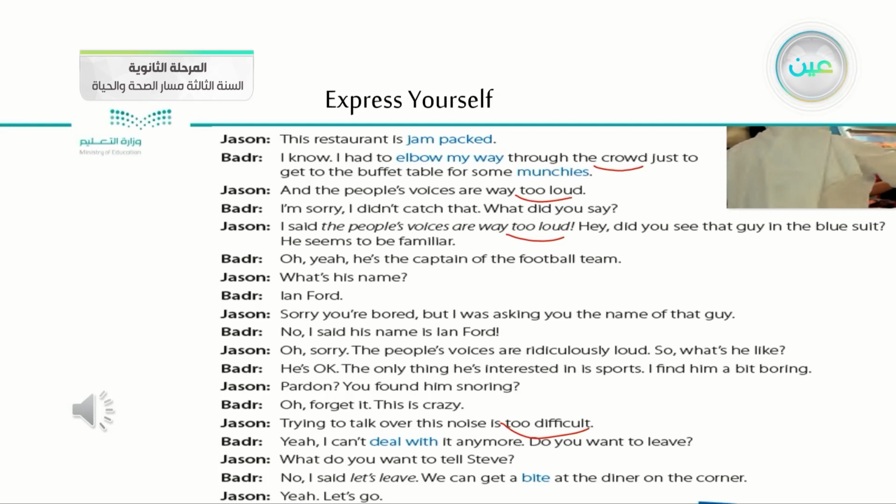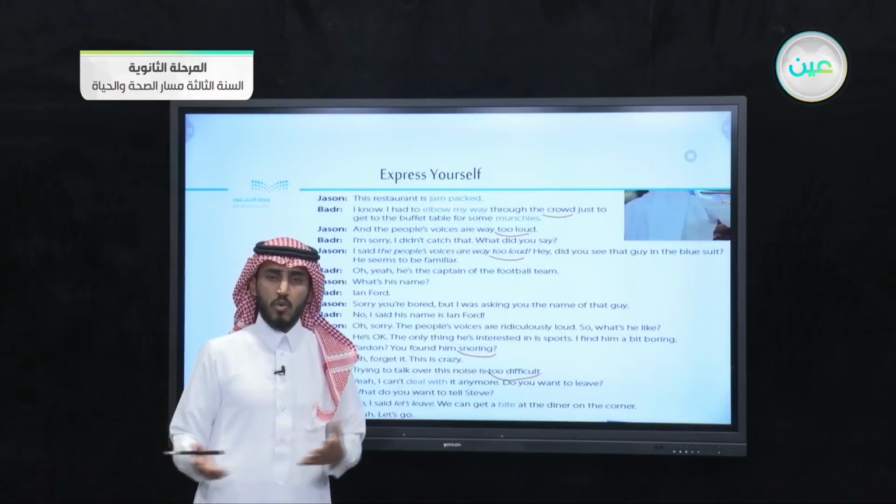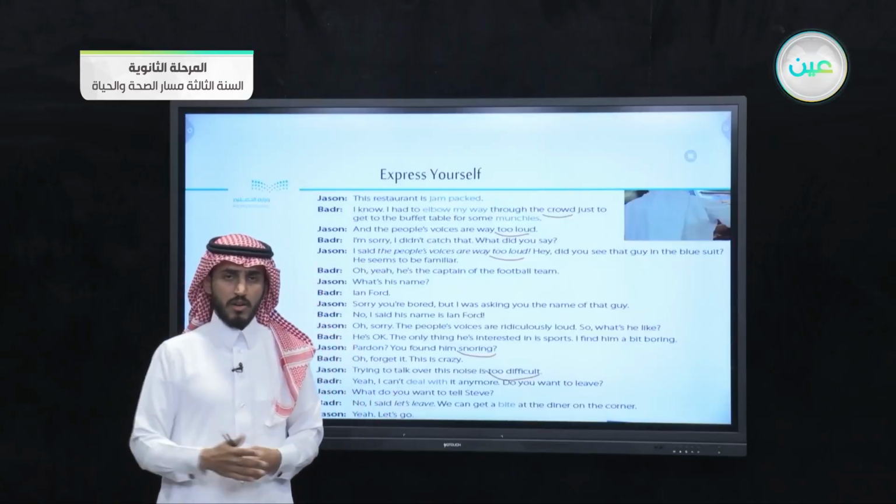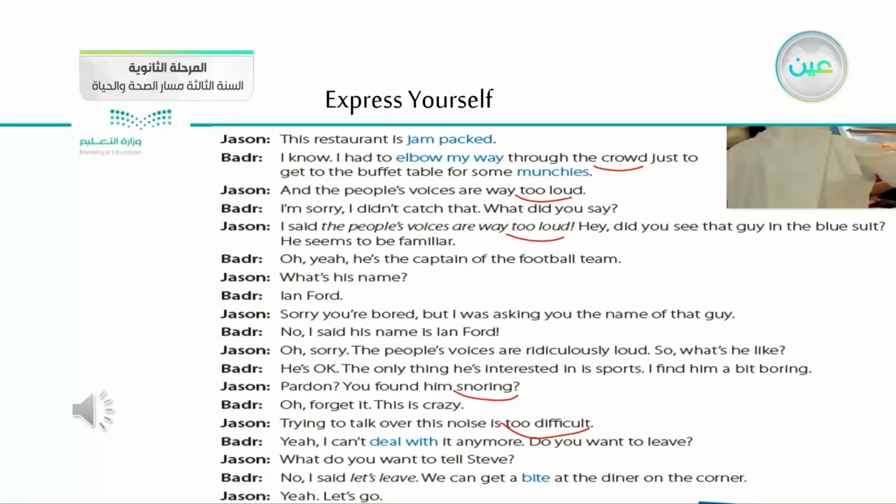After that, we have this word, pardon, you found him snoring. What is the meaning of snoring? Snoring is the sound people make when they sleep. Okay? The voice or the sound people make when they sleep.